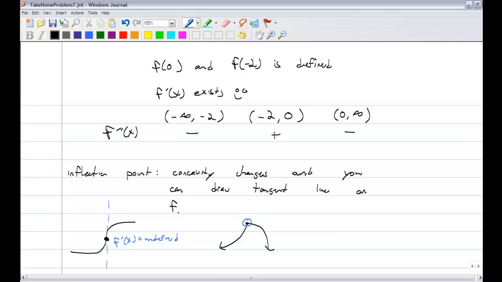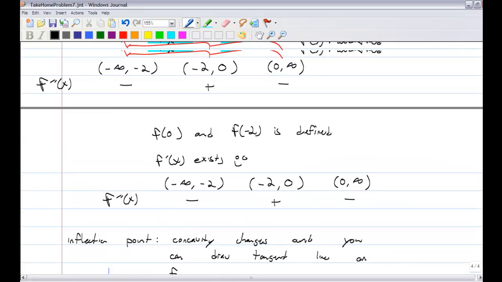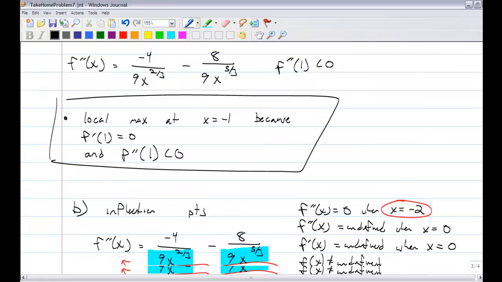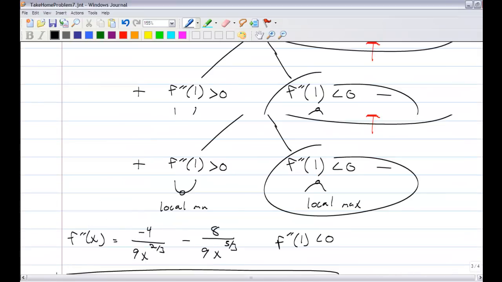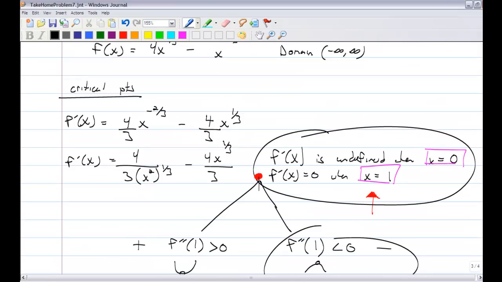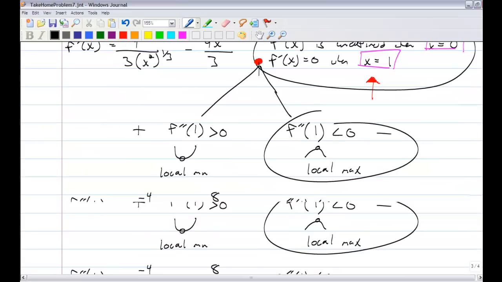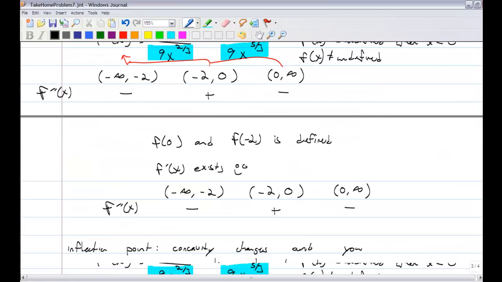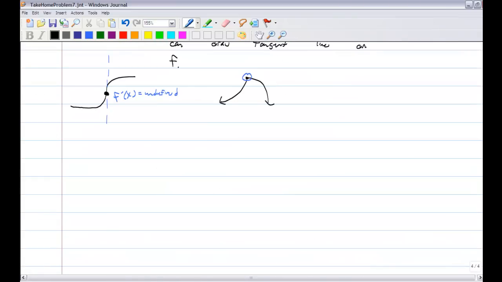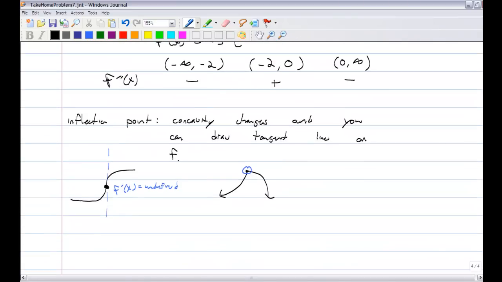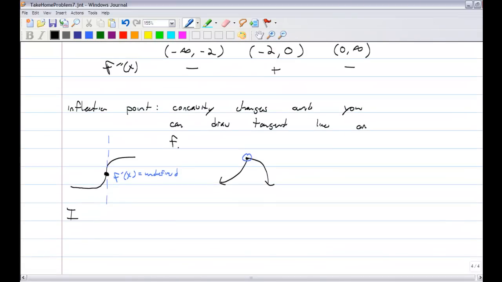So did f prime of negative 2 exist? Let's go back to f prime. f prime was only undefined when x equals 0. So f prime certainly exists when x is negative 2. So we've got an inflection point there.